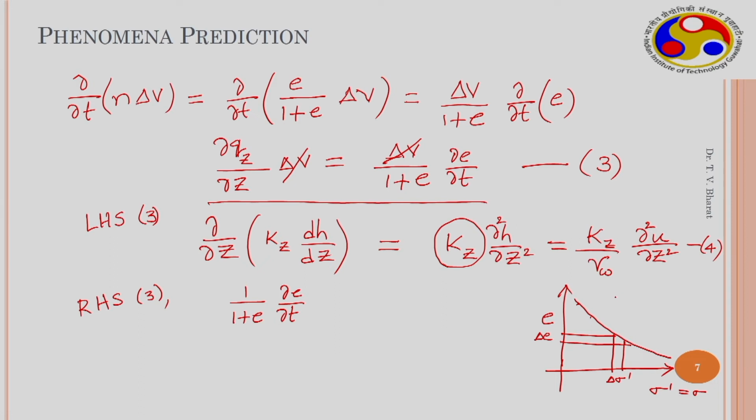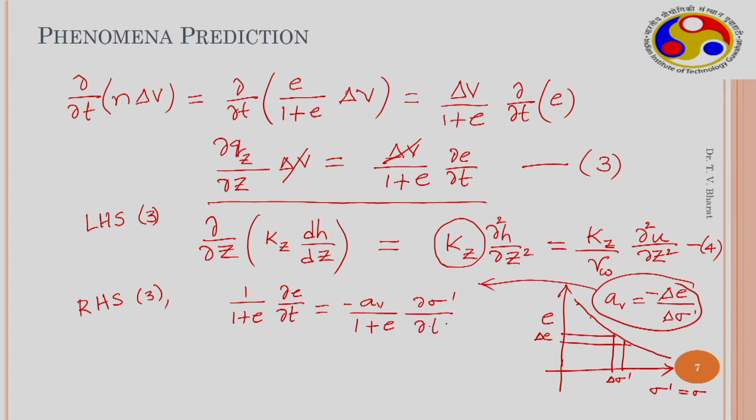Then the coefficient of compressibility av is written as delta e over delta sigma dash with negative sign, because increase in the effective stress decreases the void ratio. And now if you substitute av here, you get minus av by 1 plus e into dou sigma dash by dou t. So this is nothing but delta e by 1 plus e, which is strain divided by stress. So this is 1 over bulk modulus, called coefficient of volume compressibility, mv, times dou sigma dash by dou t.